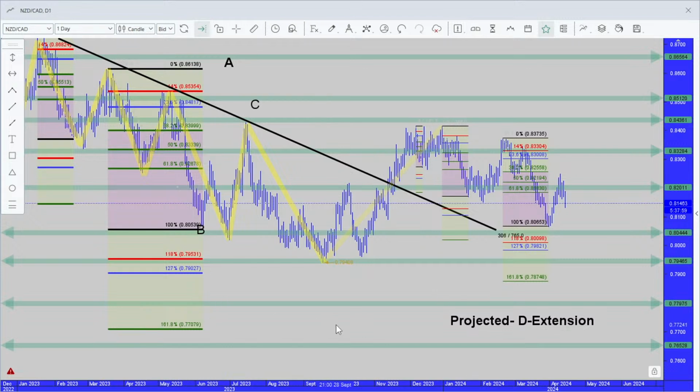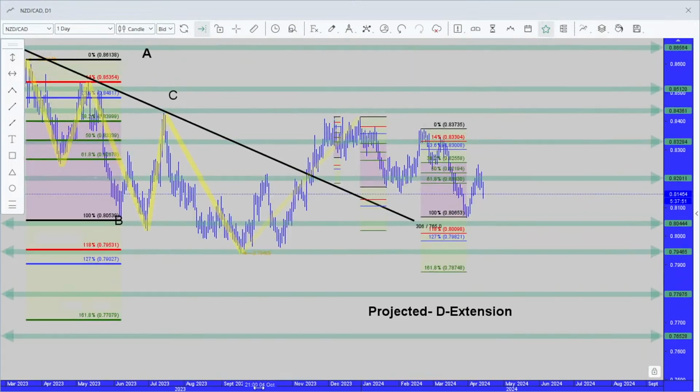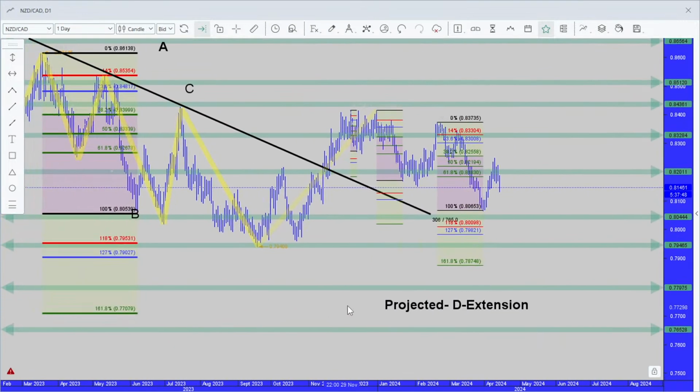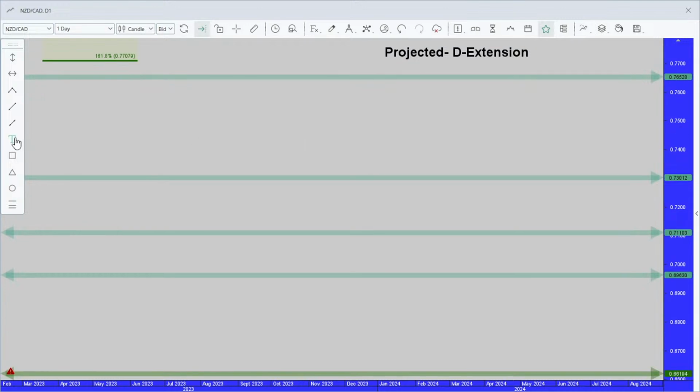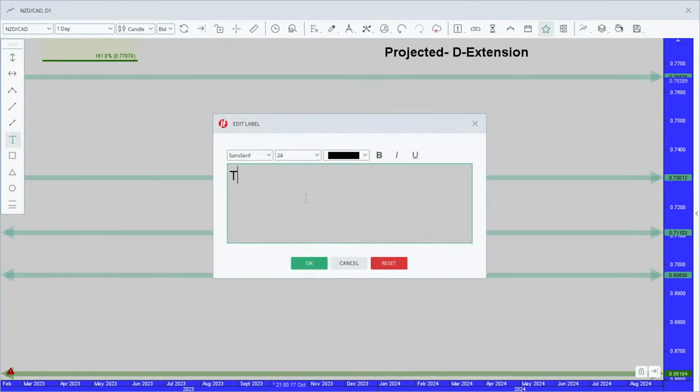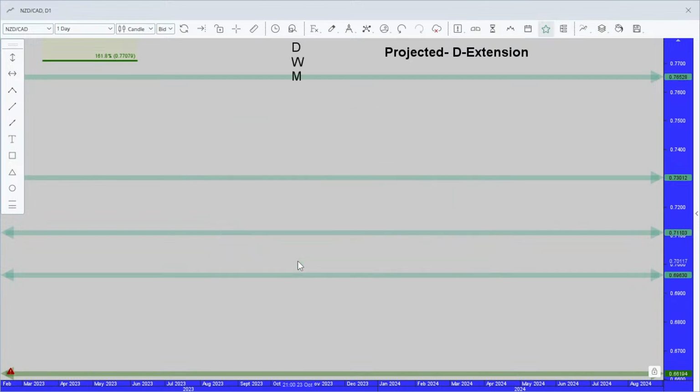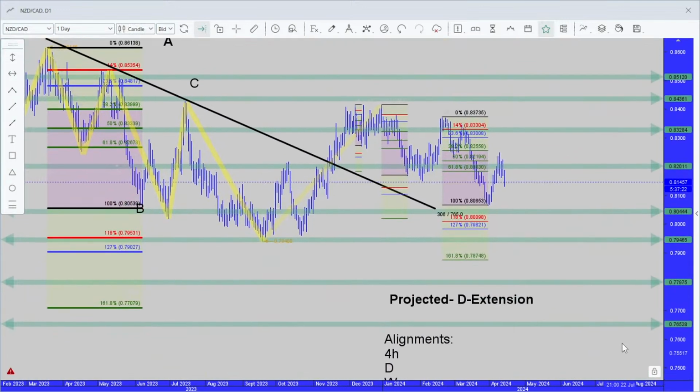Number one, do you want to short the 4-hour chart example or do you want to short the daily chart? All right, and here we're going to talk about how we can do this. Down here we're going to have alignments: 4-hour, daily, weekly, monthly. All right, those are the alignments.